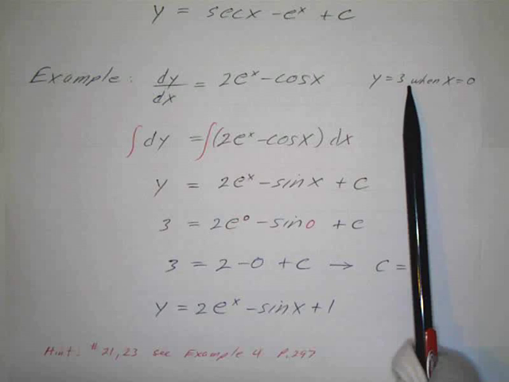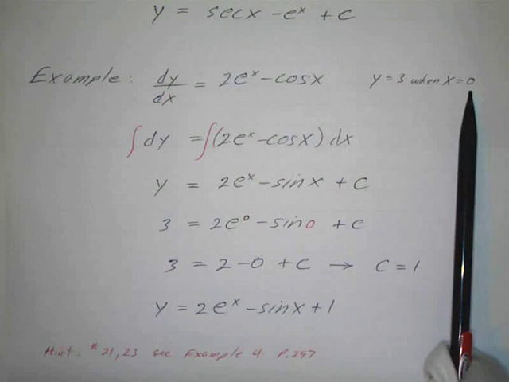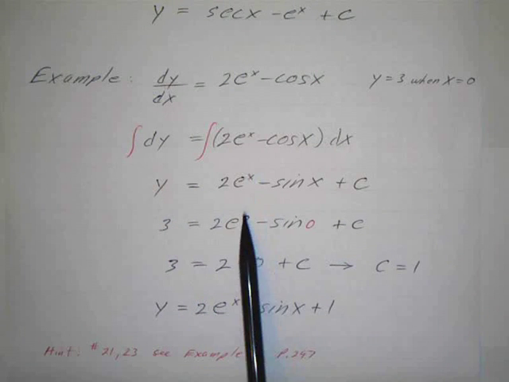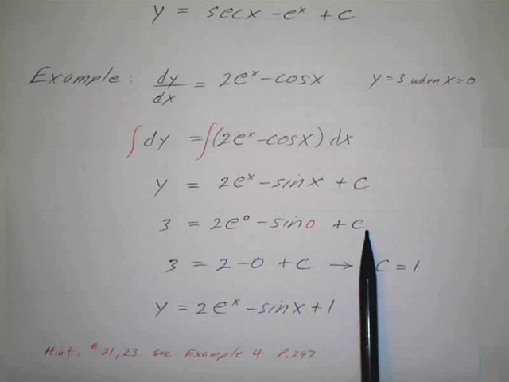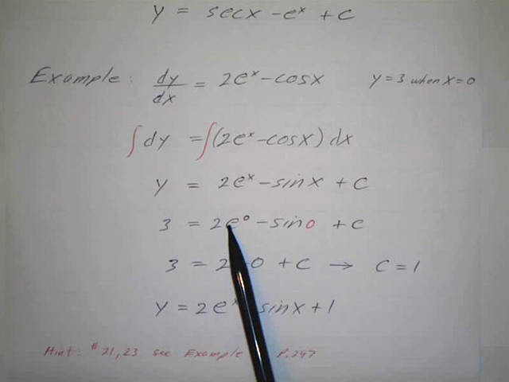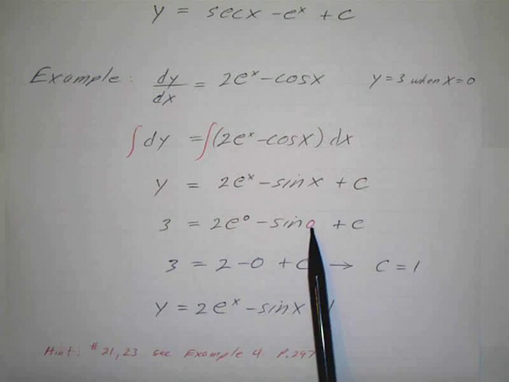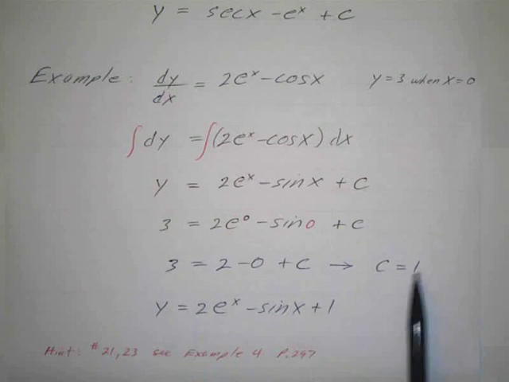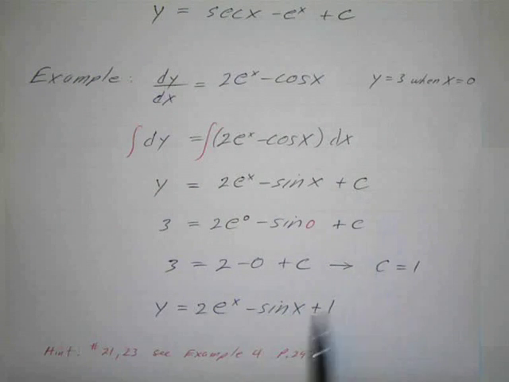And then y equals 3 when x is 0, so every time I see an x I put a 0, and every time I see a y I put a 3. So 3 equals 2e to the 0 plus sine of 0 plus c. Well, e to the 0 is just 1, so I've got 2 times 1. Sine of 0 is 0, so that goes away. If I subtract 2 from both sides, I end up with c equals 1. I put this back into my equation up here. Instead of writing c, I write 1, and there's the exact solution for that differential equation, or the particular solution. All right, so those should be pretty straightforward.